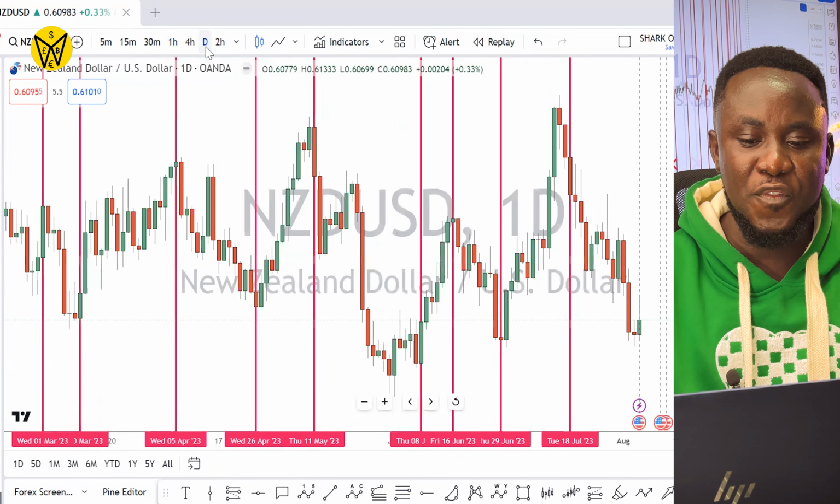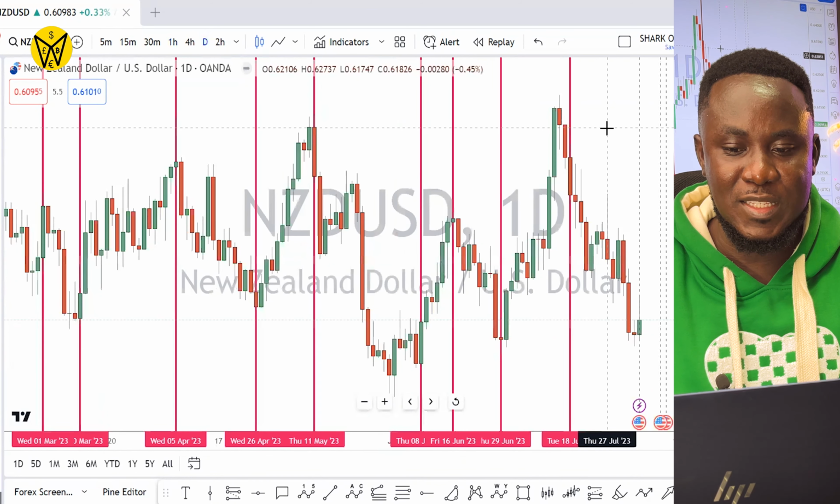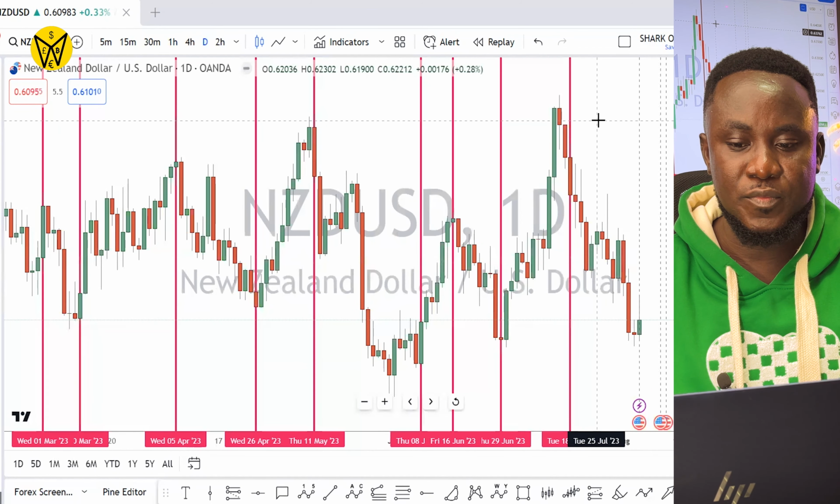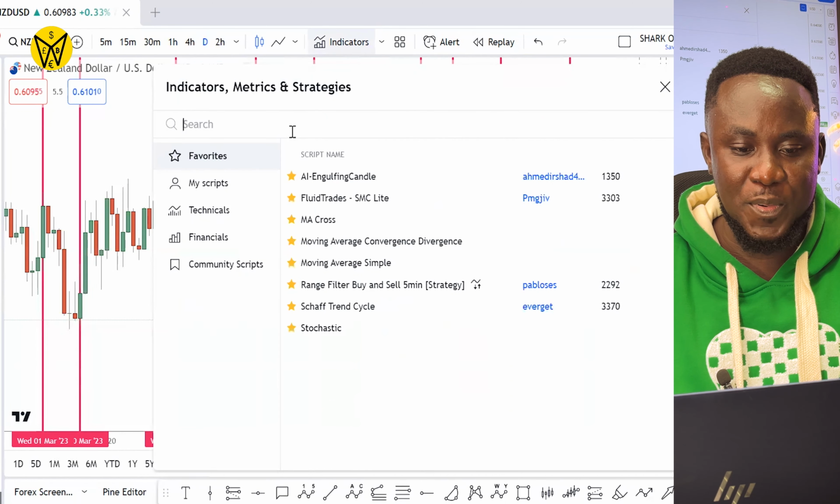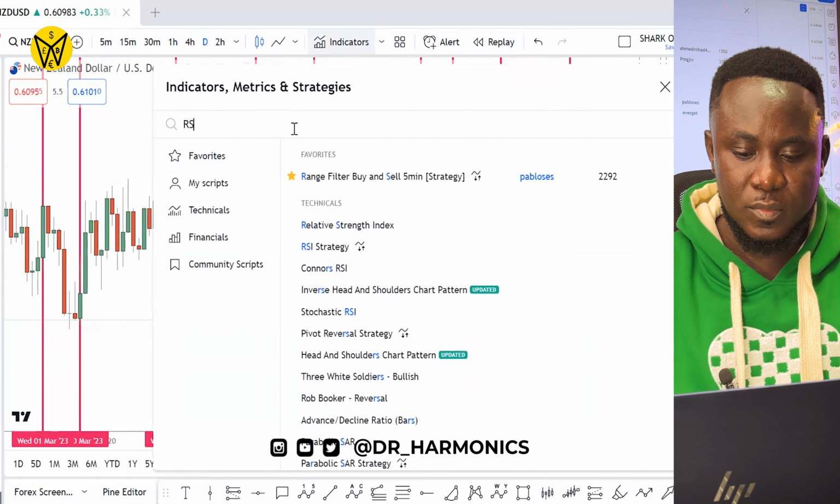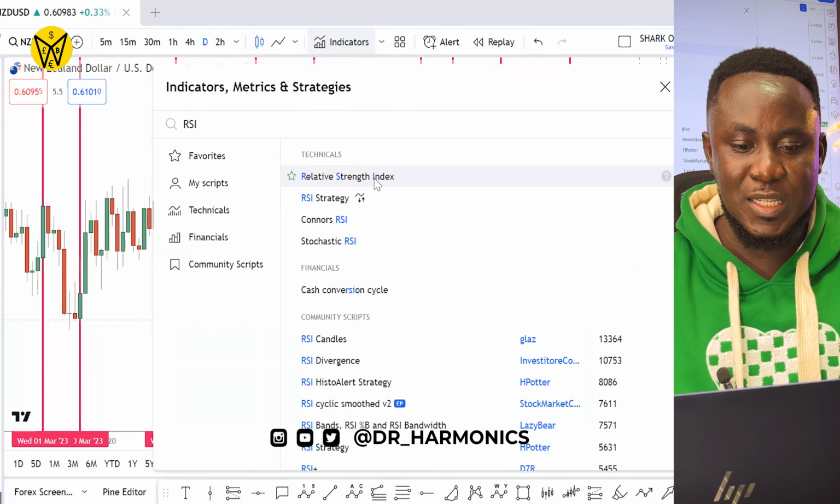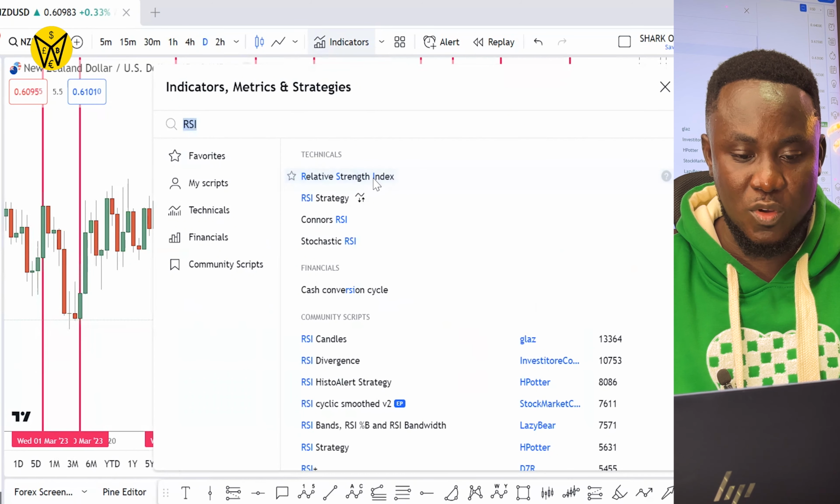So with this strategy, you start from the daily time frame. It's basically you doing top-down analysis. So let's move to the daily time frame. Now, on the daily time frame, what you need is the RSI indicator. So you go to indicators and you type in RSI. Now you have the relative strength index over here. That's what you use.